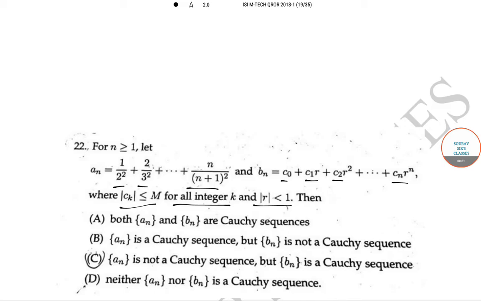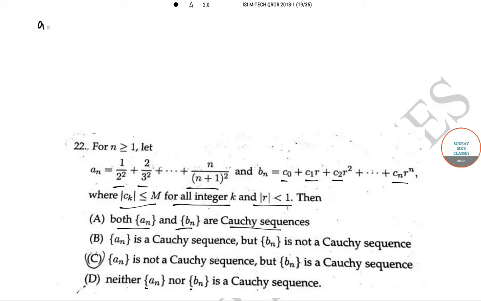Then option A, both a_n and b_n are Cauchy sequences. Option B, a_n is a Cauchy sequence but b_n is not. Option C, a_n is not a Cauchy sequence but b_n is a Cauchy sequence. And option D, neither a_n nor b_n is a Cauchy sequence.